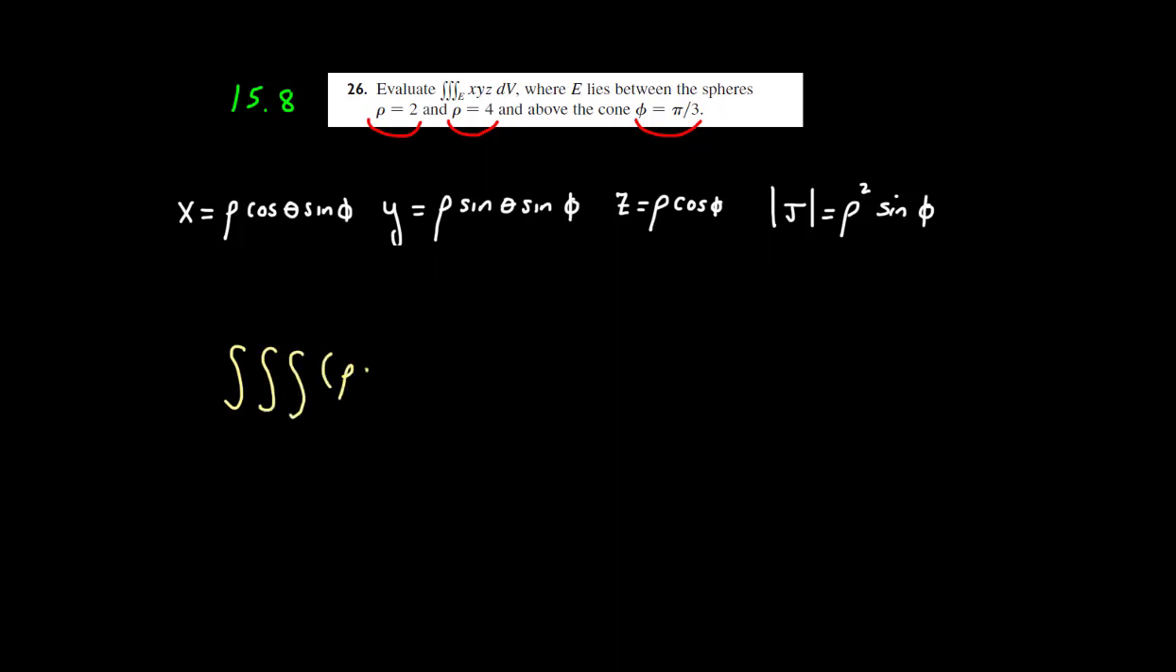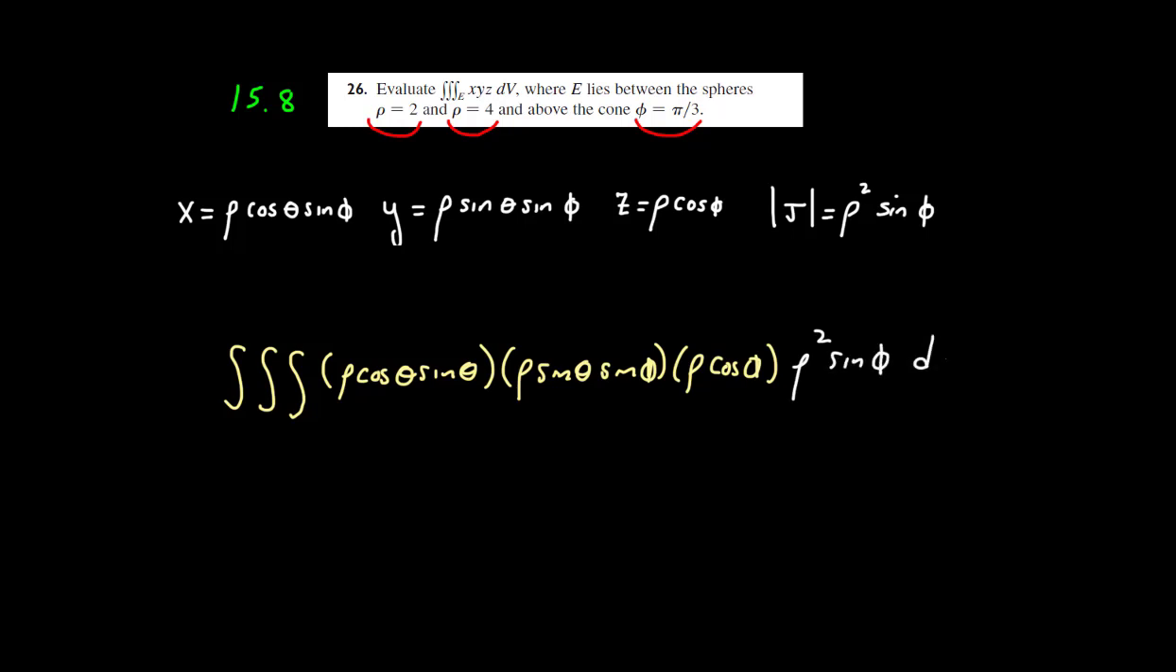x = rho cosine theta sine phi, y = rho sine theta sine phi, z = rho cosine phi. Okay, now we have the Jacobian, rho squared sine phi, d rho d theta d phi. Now phi, because it is the cone, where phi is 0 to the angle being pi over 3. That one's pretty straightforward. That's going to be from 0 to pi over 3. And then theta is just going to do a full revolution, 0 to 2 pi.